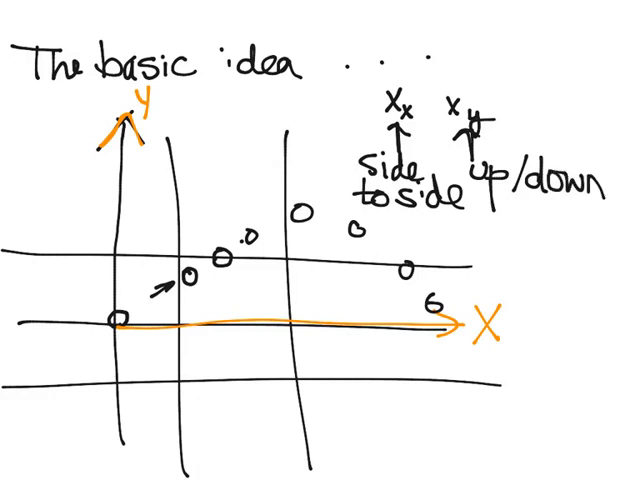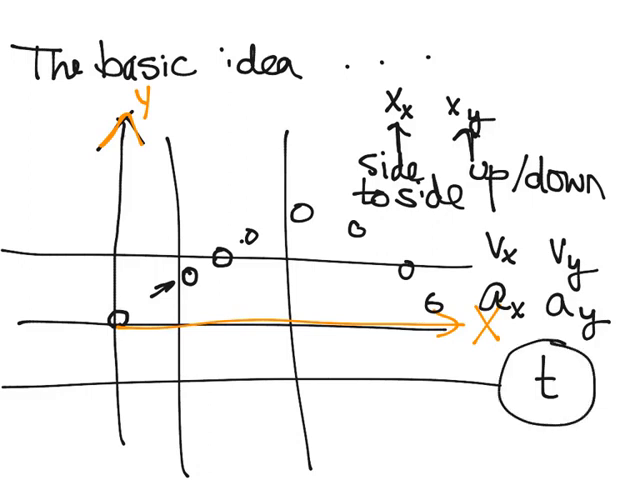And we don't just break our position up into x and y. We break our velocity up into x and y, so we have vx and vy. We break our acceleration up into x and y, ax and ay. And time is the only thing that doesn't get broken up.